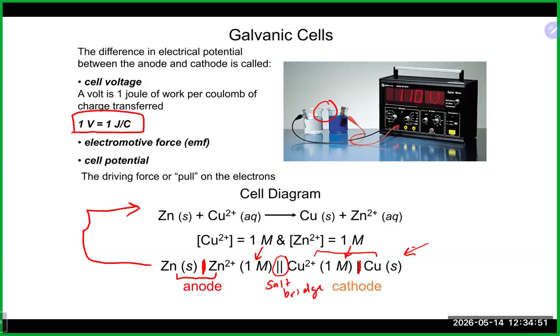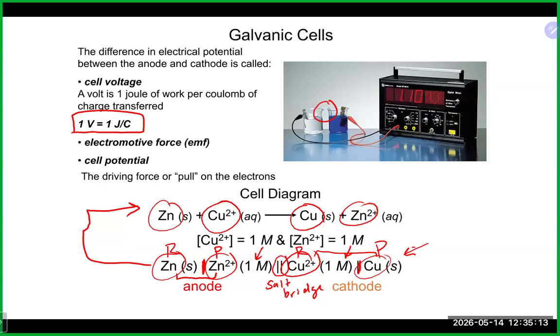Well, it's pretty straightforward. This is usually the reactant, the product, the reactant, the product. So zinc reactant, zinc product, copper 2 reactant, solid copper product. So that's how you could go from the cell diagram backwards. It goes reactant product, reactant product.